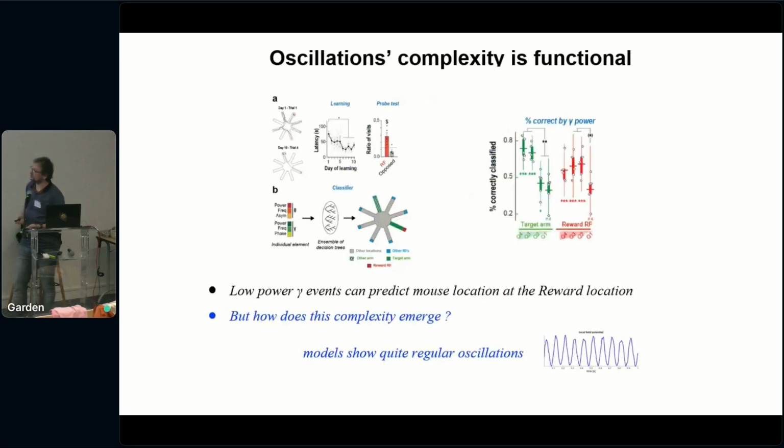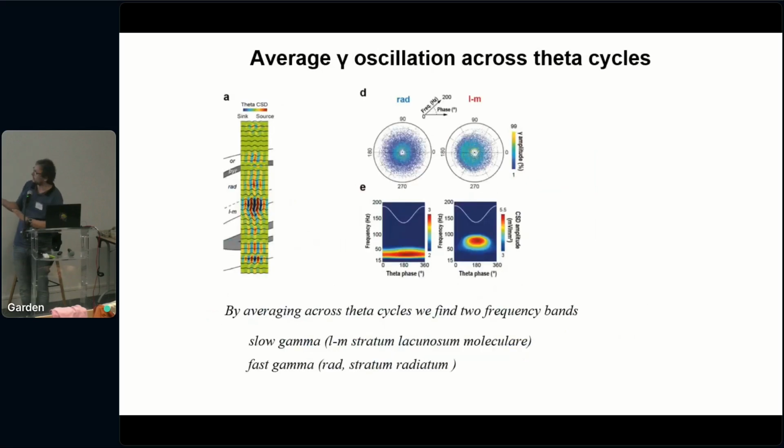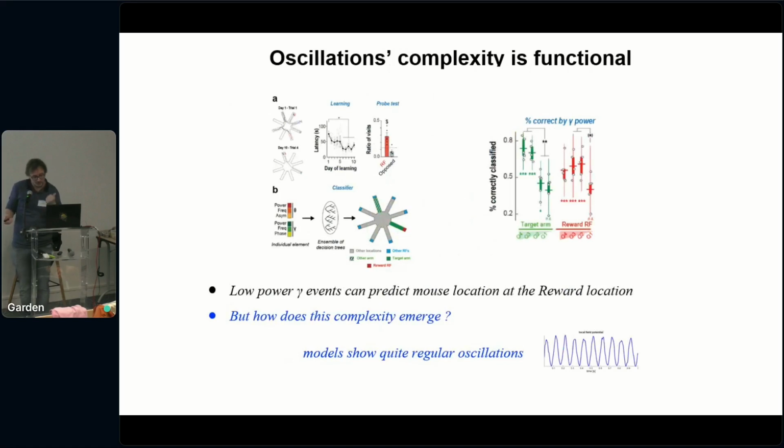And what we have done is to answer the question: are these events just noise? To do this, and this has been done with Damien Battaglia, who is an expert in this kind of analysis, we have trained a classifier, and we have tried to decode the position of the mouse in the ecological space based on the features of the gamma events. In this case, the features are simple: the frequency, the phase with respect to theta, and the power.